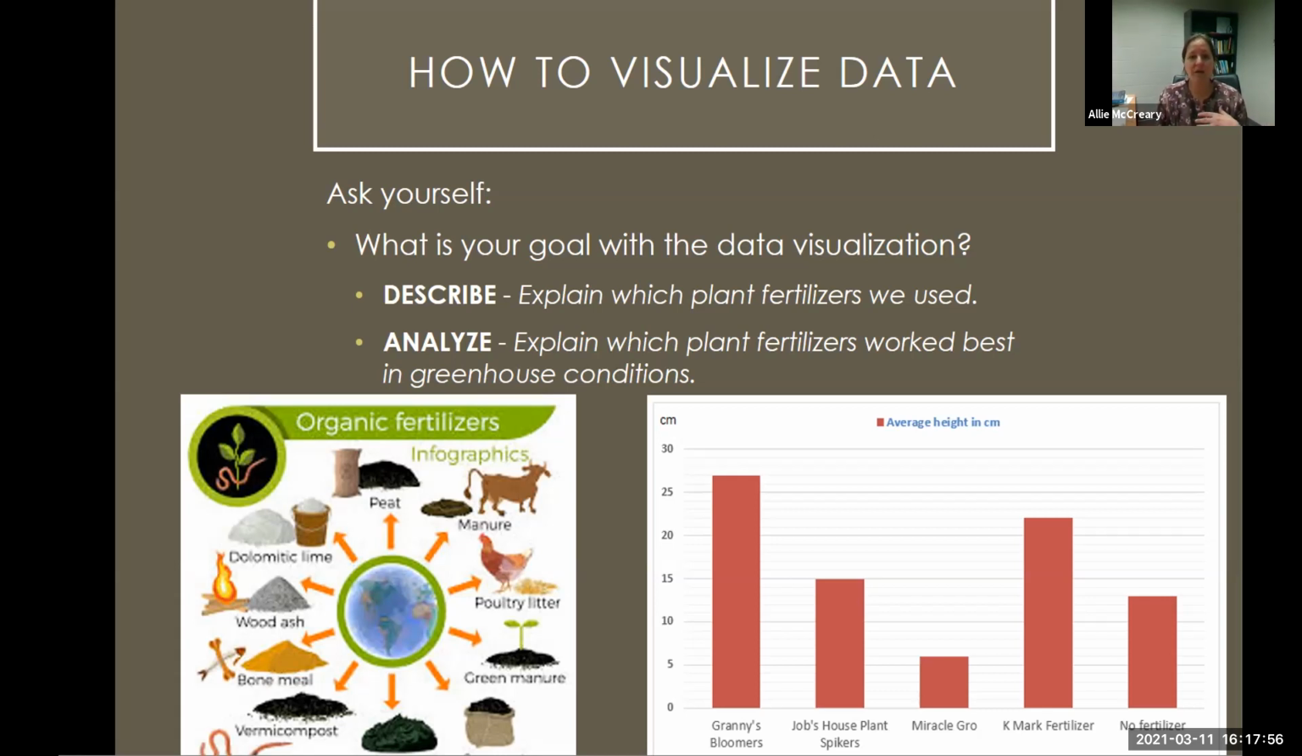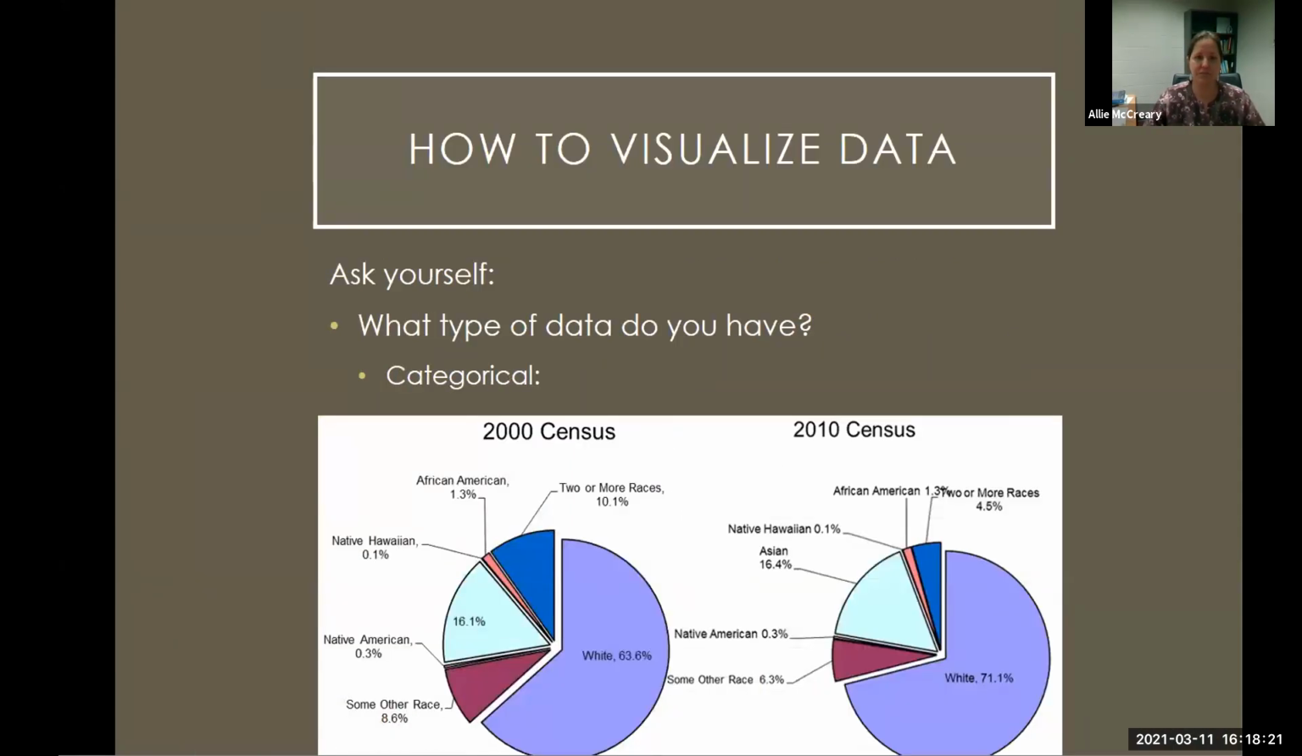Or do we really want to analyze or explain or show people the differences? And so that's your bar chart here on the right, that these different fertilizers had different effects on plant height, right? So first think about that. What part of your project, and maybe hopefully all the parts of your project, will have some visual component. And then are you trying to describe that part, or are you trying to really analyze and explain that part of your project?